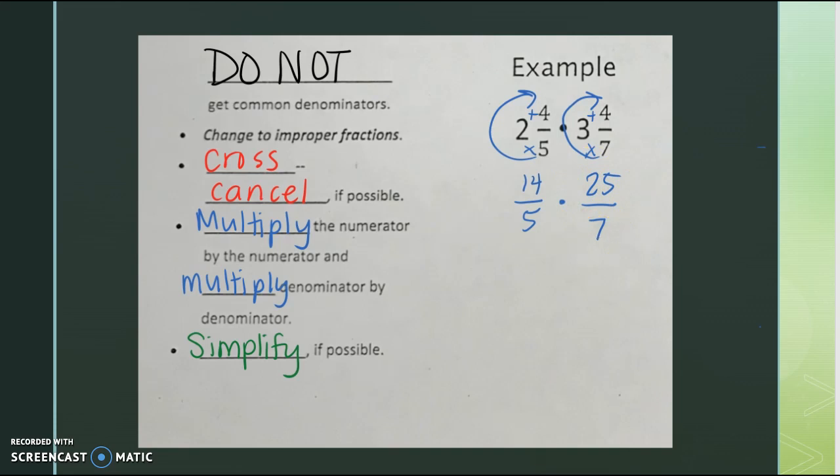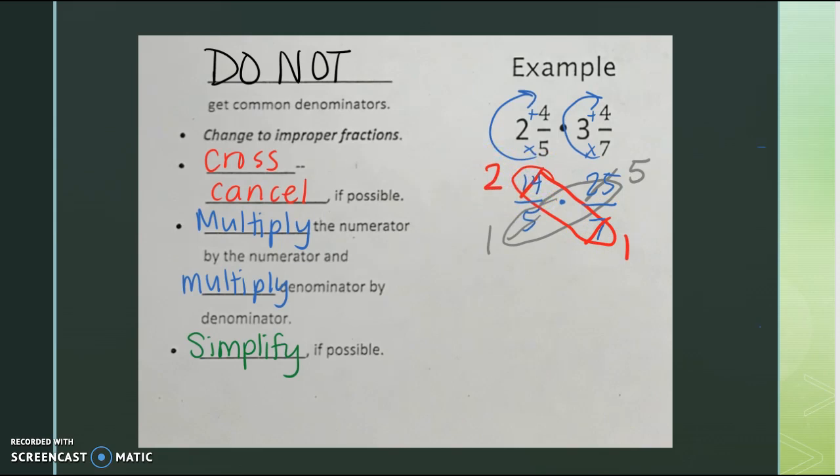So then we're going to look to see if we can cross cancel. Here again, there's some cross canceling. 5 and 25 have a common factor of 5. So 5 divided by 5 gives me 1. 25 divided by 5 gives me 5. And my second set of diagonals, 14 and 7, have a common factor of 7. 7 divided by 7 gives me 1. 14 divided by 7 gives me 2.